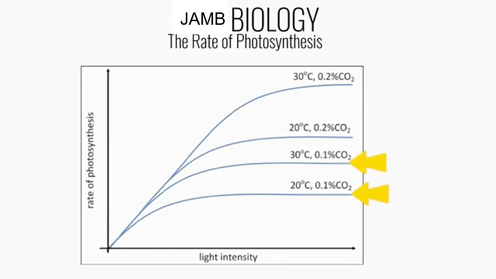So if I compare these two lines, you'll notice that the line at 30 degrees Celsius levels up at a higher point than the line at 20 degrees Celsius. Now, this suggests that for the line at 20 degrees Celsius, temperature must have been a limiting factor. So if we also compare these two lines over here, we'll see that this line levels up at a higher point. So we can simply say that carbon dioxide is a limiting factor over here at 0.1% carbon dioxide. So this is how we can evaluate this graph and know the different limiting factors at the different points.